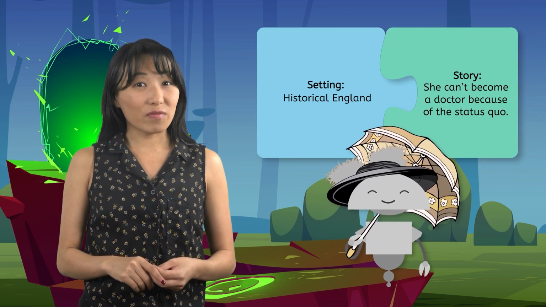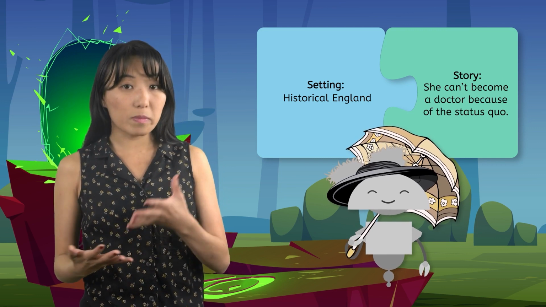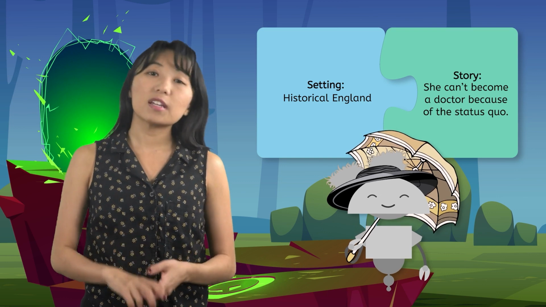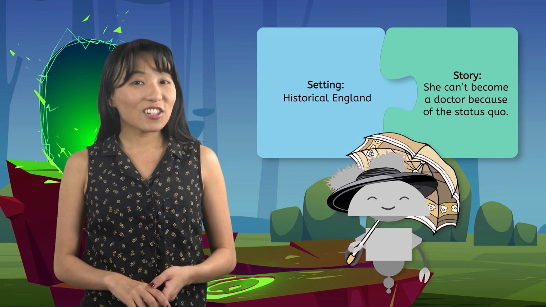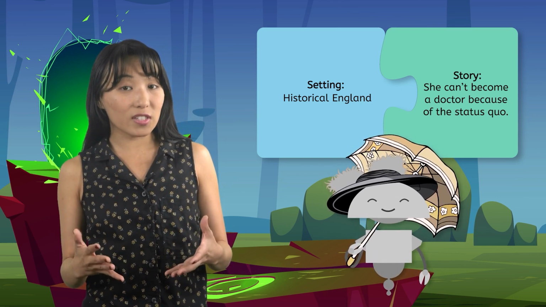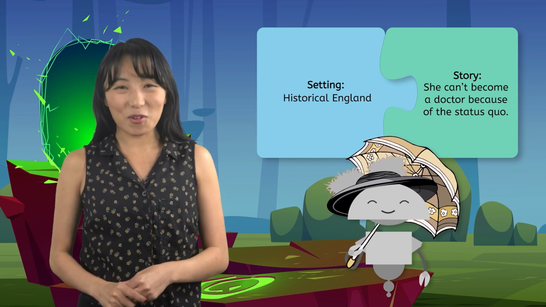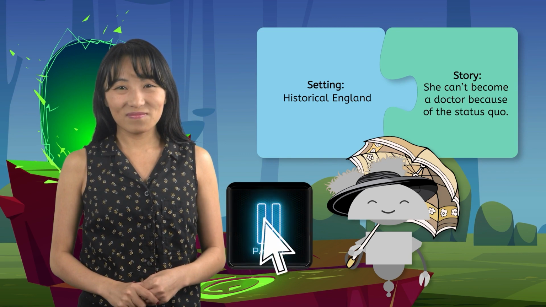Well, this character's conflict is that she wants to be a doctor, but women aren't allowed. That was the status quo, or the way things were, in historical England. Here, the setting creates the conflict that the story is about. Pause a moment and write those answers on your PDF.